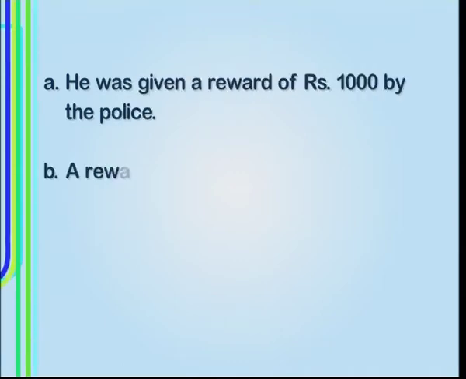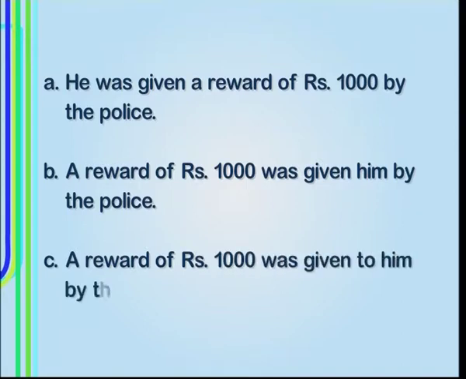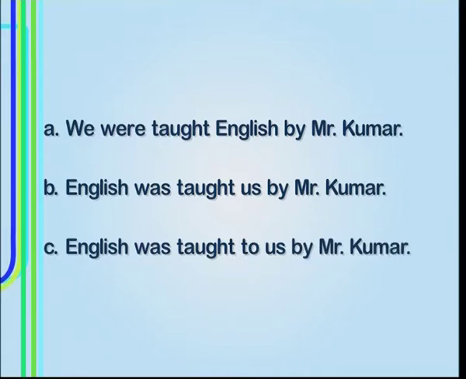A. He was given a reward of ₹1,000 by the police. B. A reward of ₹1,000 was given him by the police. C. A reward of ₹1,000 was given to him by the police. A. We were taught English by Mr. Kumar. B. English was taught us by Mr. Kumar. C. English was taught to us by Mr. Kumar.